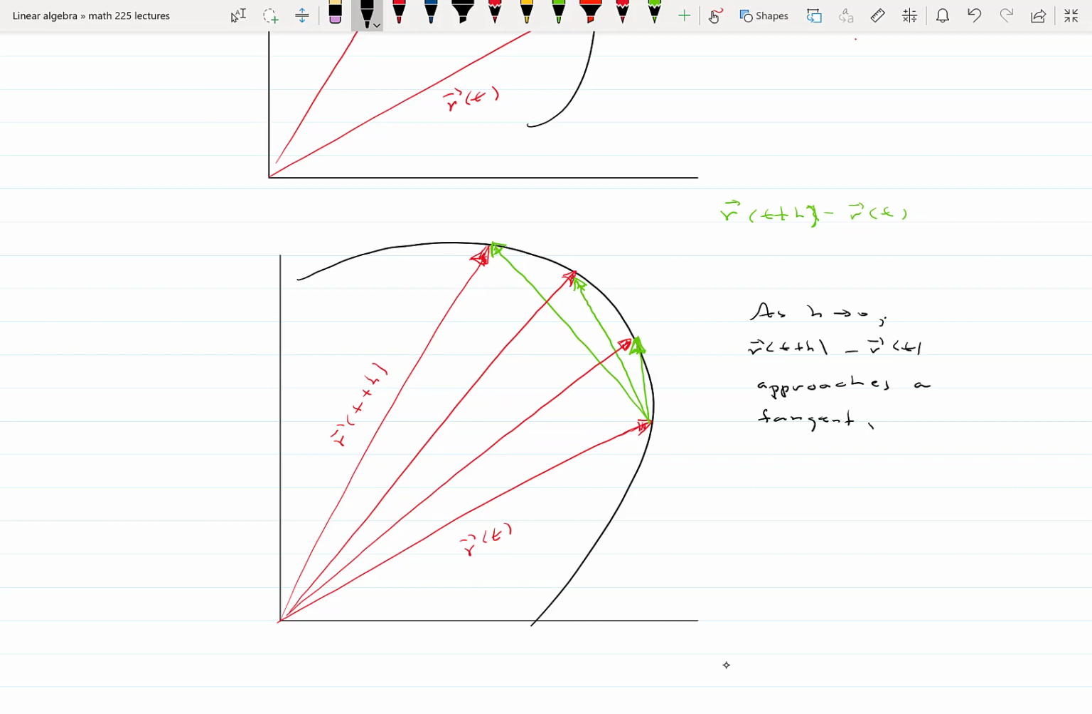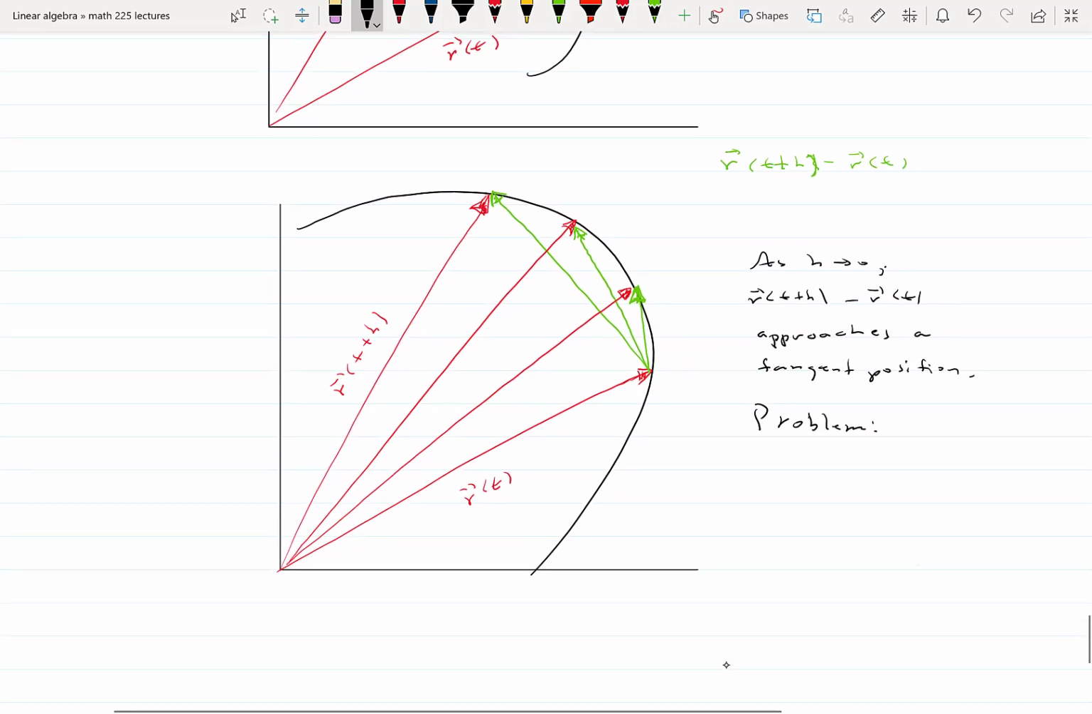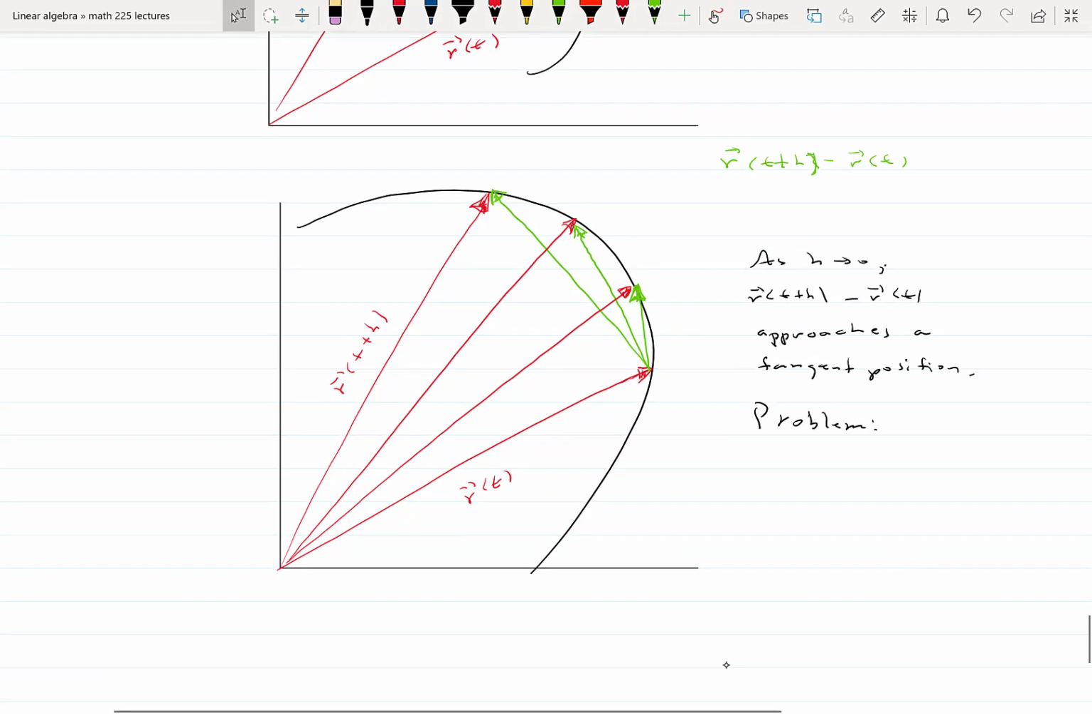Tangent position. But there's a problem. There's a problem with that little green vector that's getting more and more tangent. What's happening to its magnitude? The problem is it is getting very small. In fact, it's shrinking to 0.